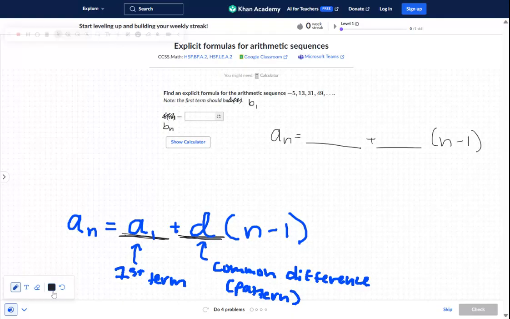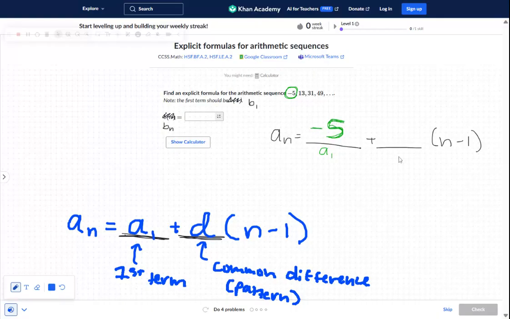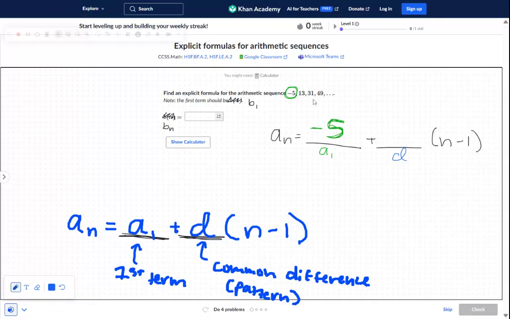You guys know we color code. We use green for the first term. Don't ask me why, it's a must. A sub 1, our first term is -5. Plug that in, -5. And then our common difference, we'll use blue, just like we do in class. Common difference, d. We're just kind of bunny hopping, trying to figure out how we're jumping from number to number. I love that it says you might need a calculator. Yeah, you could do this in your head, but you guys know calculators are good friends of ours.